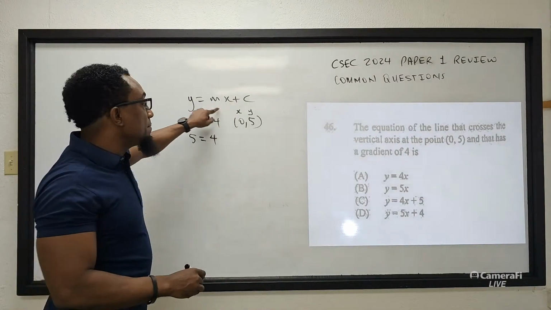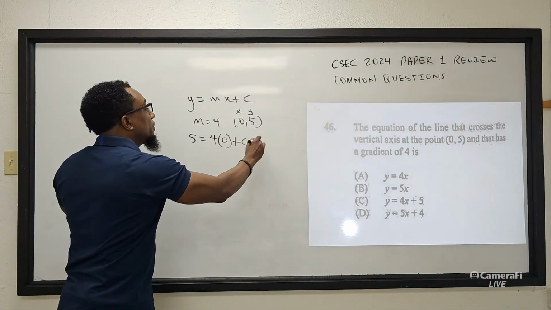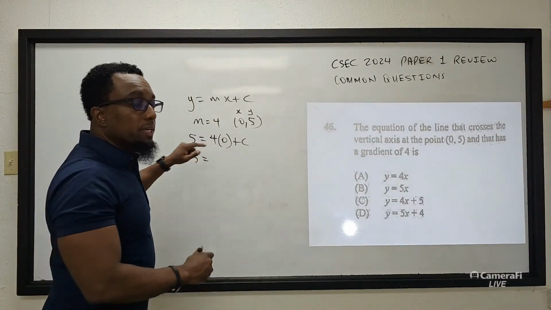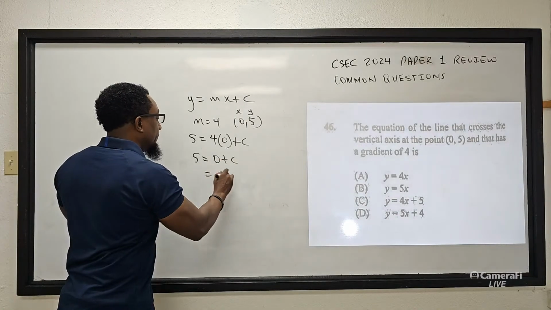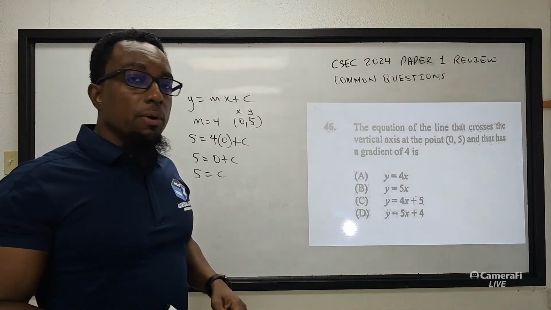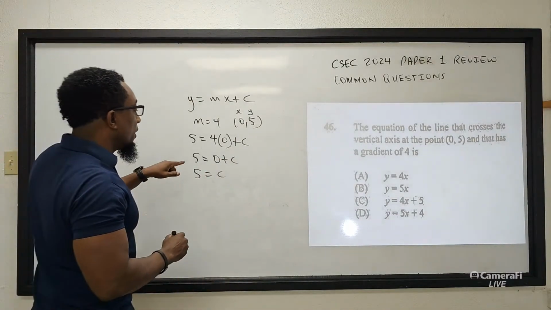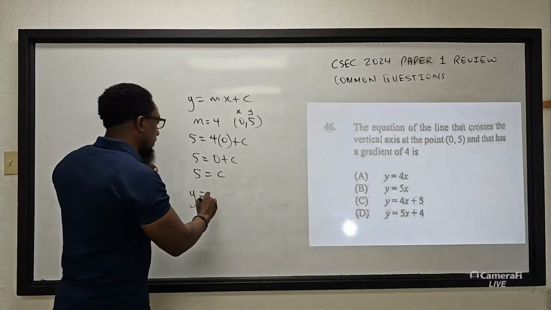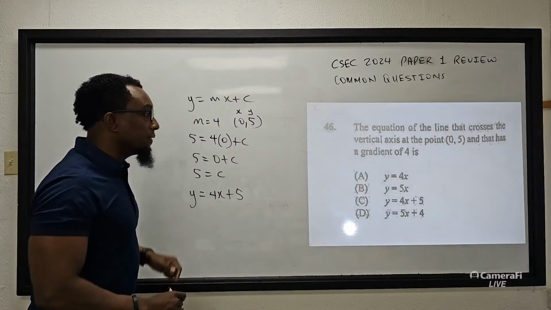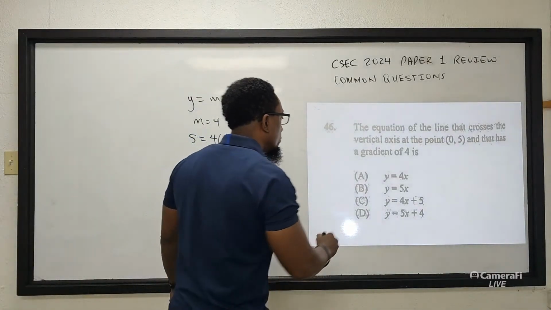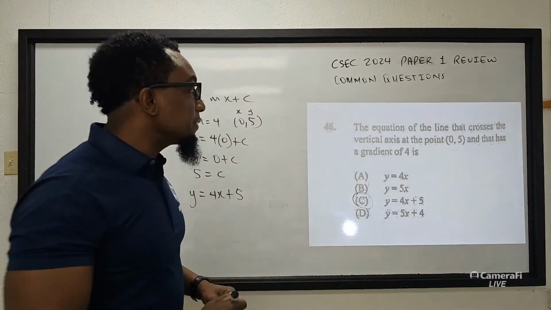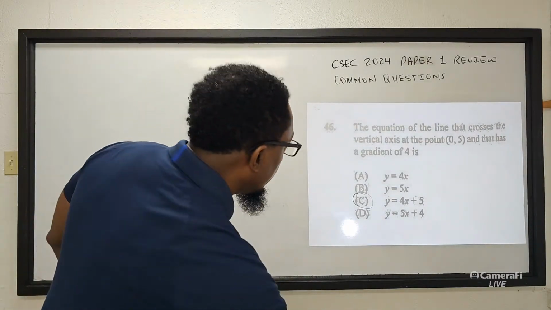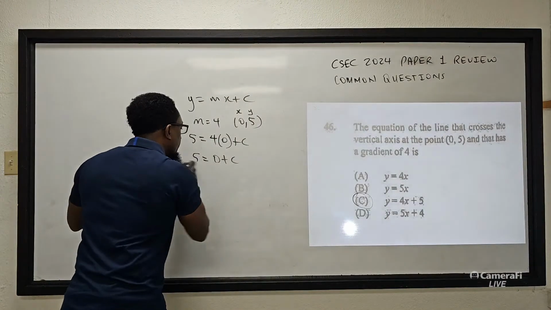This is m multiplied by x, so this is 4 multiplied by 0 plus c. So 5 is equal to 4 by 0, which is 0, plus c, and therefore c is 5. Now that I know c and I know m, the equation of my line is y is equal to 4x plus 5. So that's the answer there, c. Very common question. Let's look at 47.